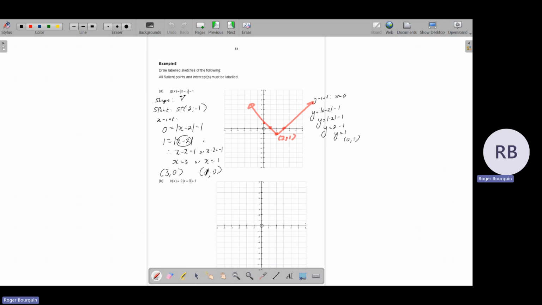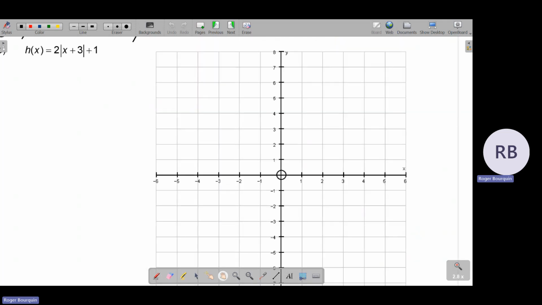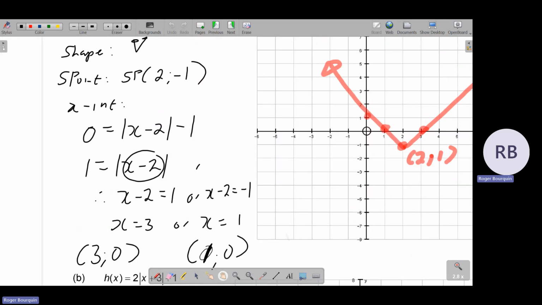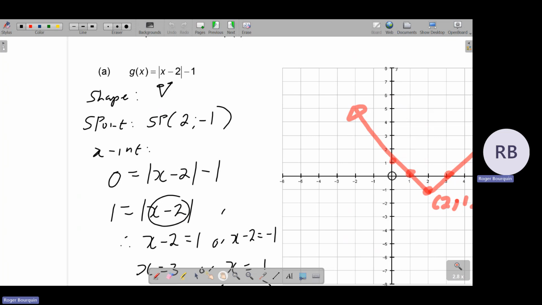Okay. So first of all, what was our strategy when we're drawing absolute value graphs of this format? First thing you get the shape, right? What determines the shape? What's in front of the absolute value? Positive or negative. Once you've got the shape, I look at the salient point. What does this mean? It's been shifted 2 to the x minus 2. Every x turns into x minus 2, it's gone 2 to the right. So it moved 2 to the right. And that minus 1 means it moved 1 down. So your salient point you've got, it's 2, minus 1.